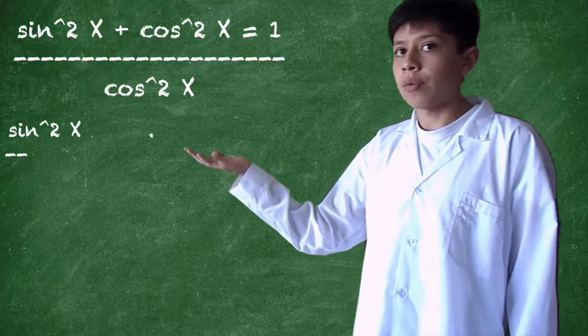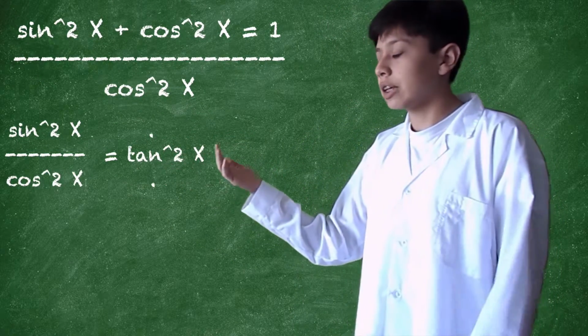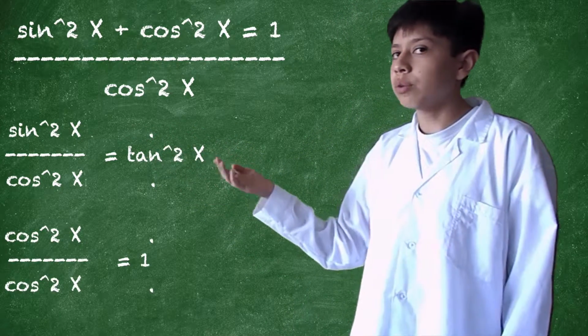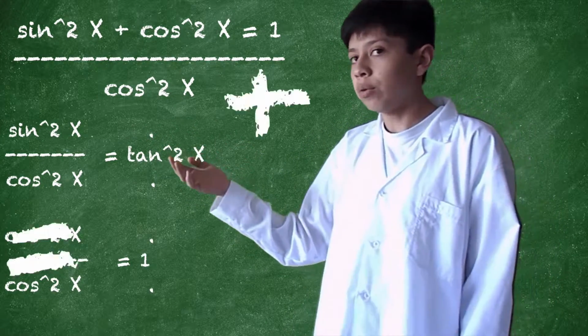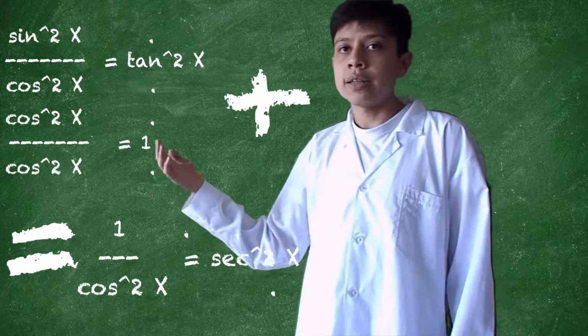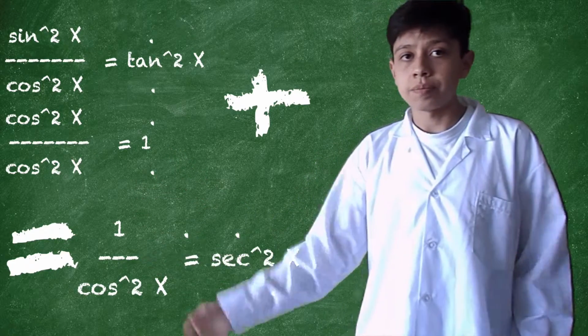Sine square x over cosine square x is tangent square x. And cosine square x over cosine square x is 1. Now that equals 1 over cosine square x, that is the same as secant square x.